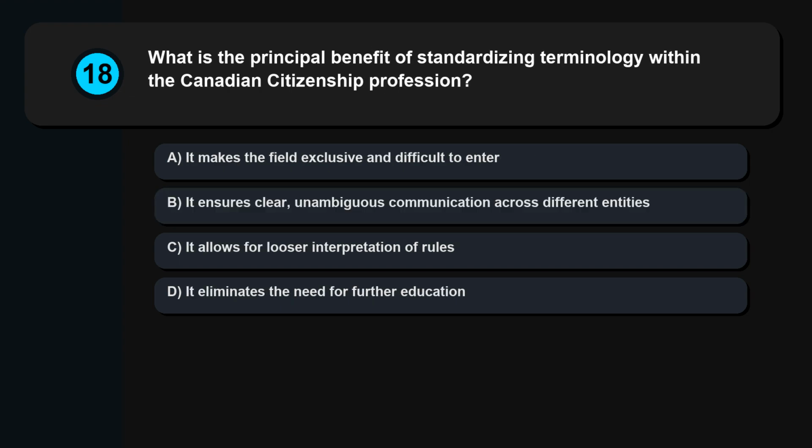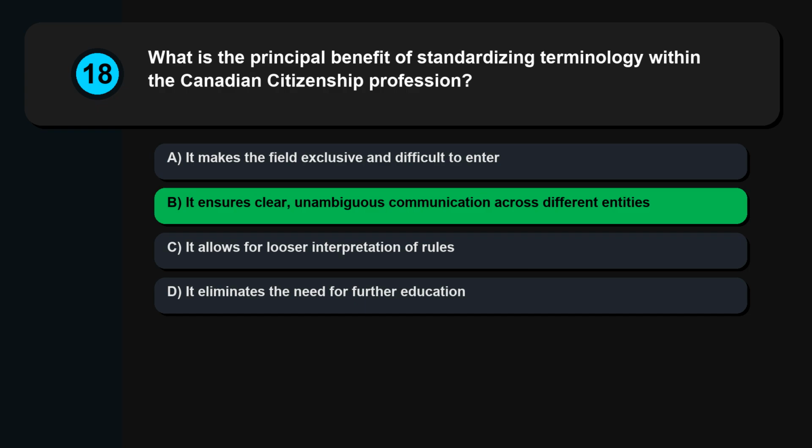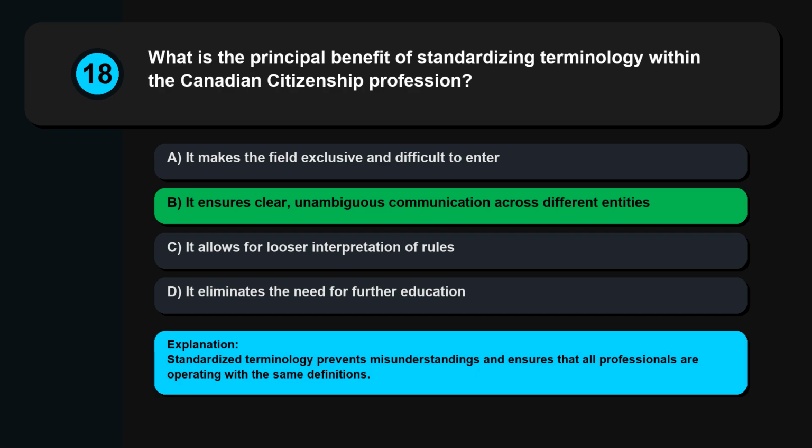Question 18. What is the principal benefit of standardizing terminology within the Canadian citizenship profession? It makes the field exclusive and difficult to enter. It ensures clear, unambiguous communication across different entities. It allows for looser interpretation of rules. It eliminates the need for further education. Standardized terminology prevents misunderstandings and ensures that all professionals are operating with the same definitions.